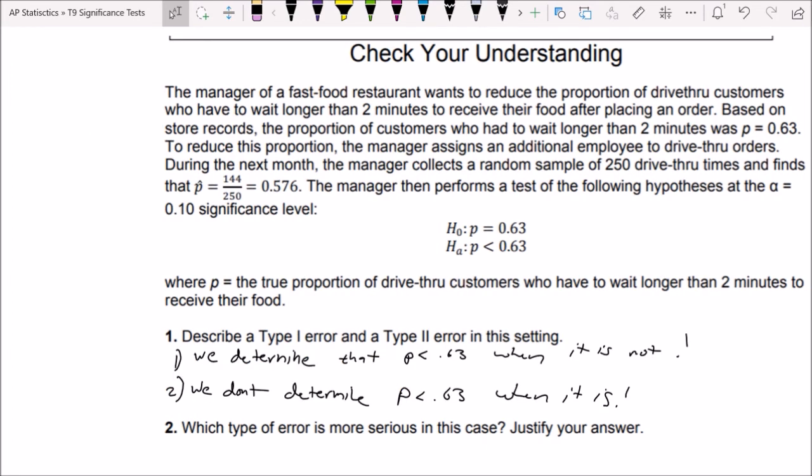So a type 1 error, remember, that's a false positive, meaning we found evidence, and if we're finding evidence, we're finding it in favor of the alternative hypothesis. So that means that the manager comes out of this thinking that the proportion is less than 0.63 when actually it is not. So basically, the manager thinks that less than 63% of customers are waiting more than 2 minutes, even though it's true that 63% of customers are waiting that long. So the manager thinks things are better than they are. To put it really basically, the manager thinks customers wait less than they really do.